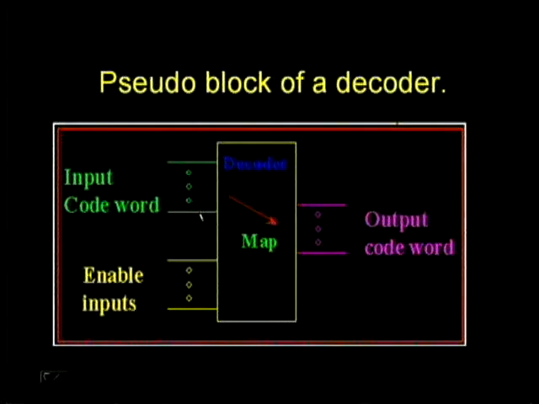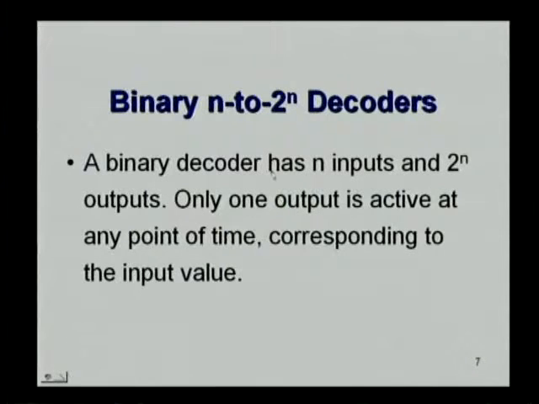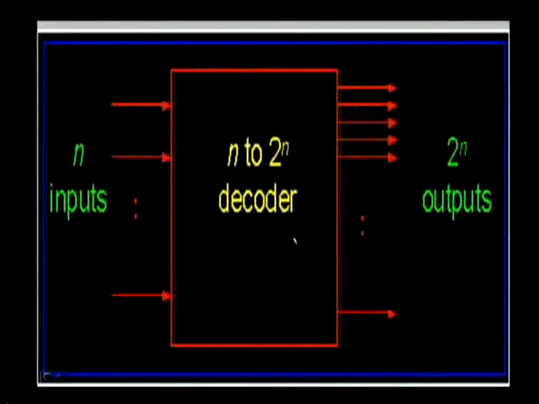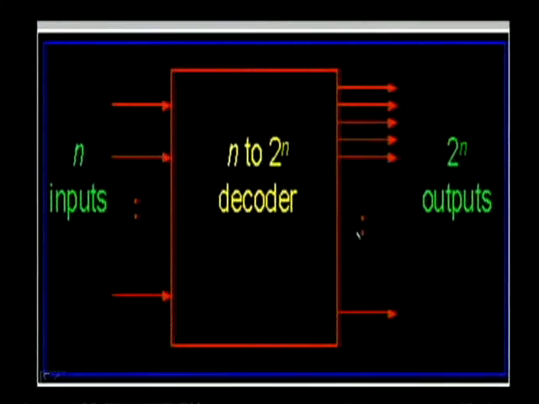In the decoder, binary n to 2 power n decoder. A binary decoder has n inputs and 2 power n outputs. Only one output is active at any point of time corresponding to the input value. Now, we see the block diagram of n to 2 power n decoder. As shown in this figure, it has n inputs and 2 power n outputs.